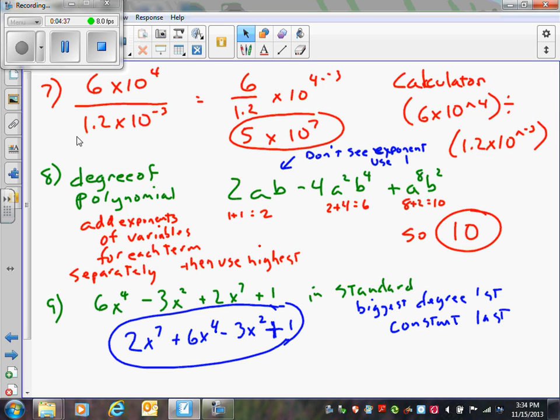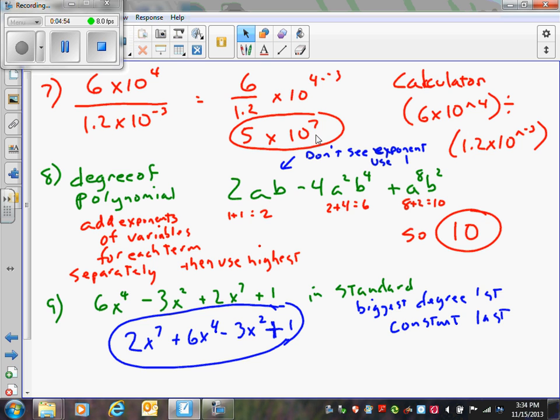Number 7 is a division problem, but it's in scientific notation. Now you could divide 6 by 1.2, you get 5. You could say 10 to the 4 minus a minus 3, because we subtract the exponents of the powers. We get 5 times 10 to the 7.